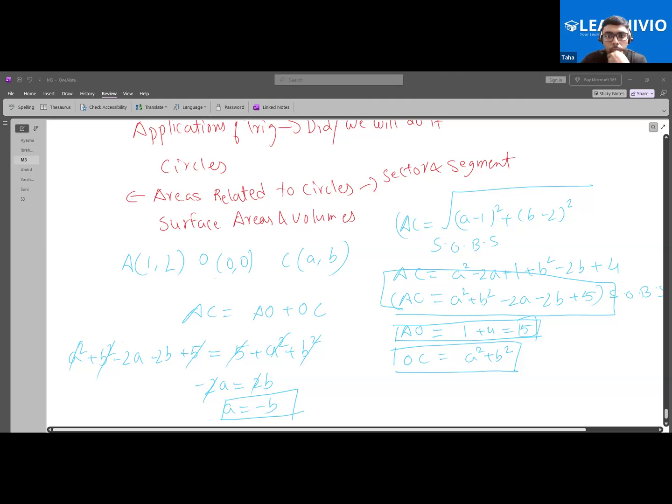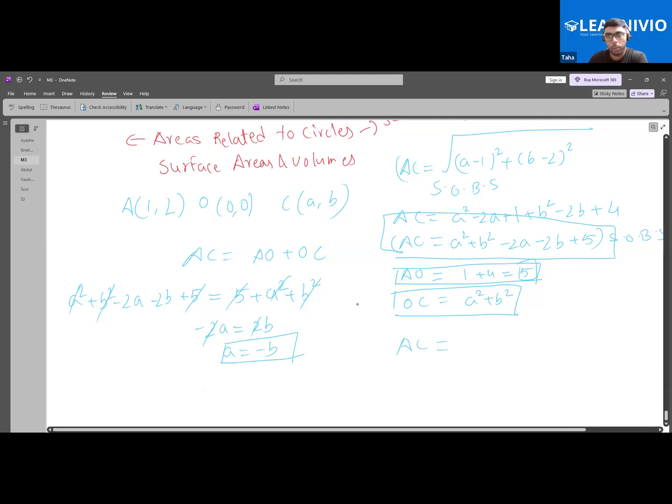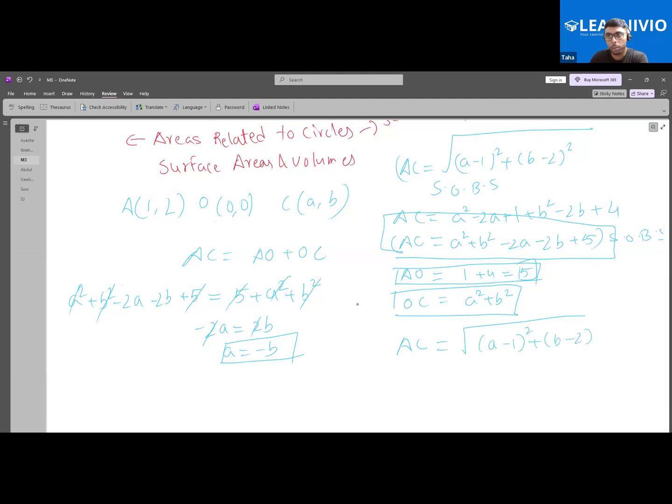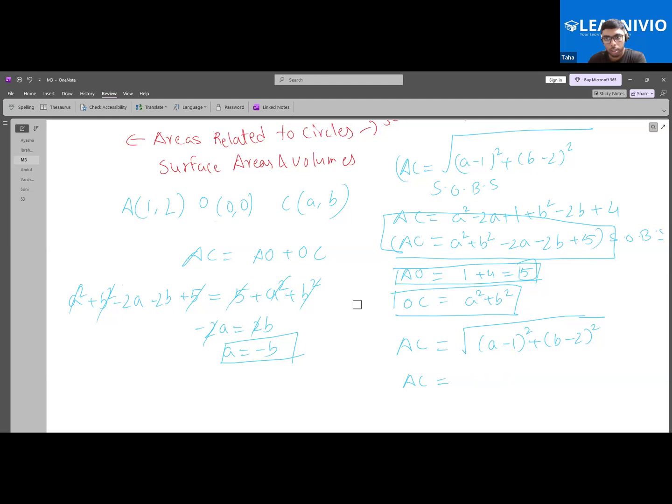Sir, when we square on both sides, we have to square only when it's in an equation, right? When you are writing AC is equal to root over A minus 1 whole square plus B minus 2 whole square, at the end you are going to get a value, a scalar value or a number, right? But when we are squaring, we have to equate AC square as AO plus OC the whole square. So it will be A square plus 2AB plus B square. So the equation is different.